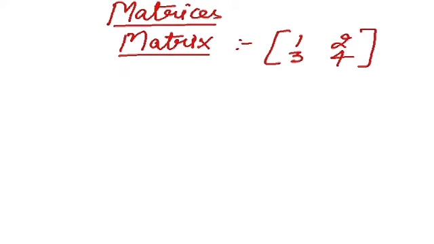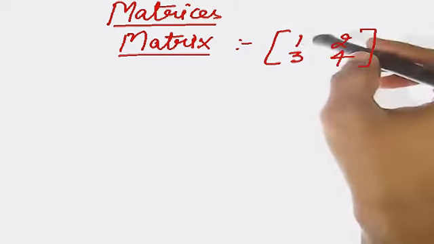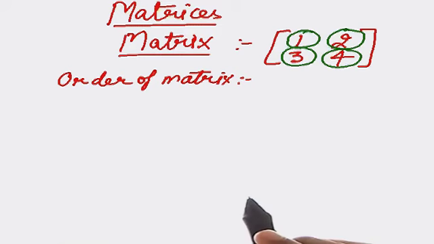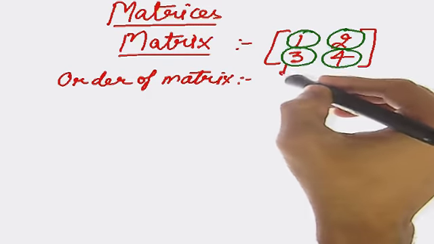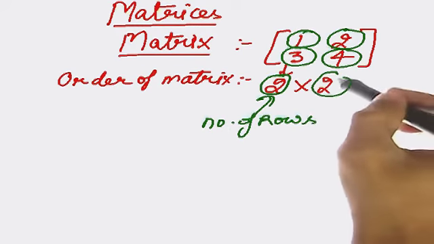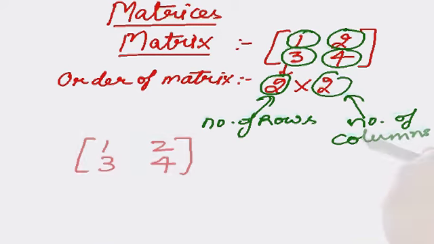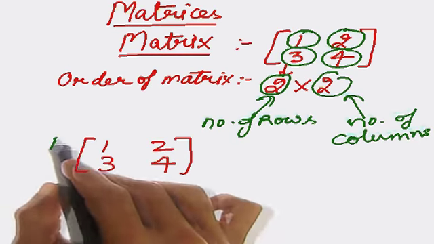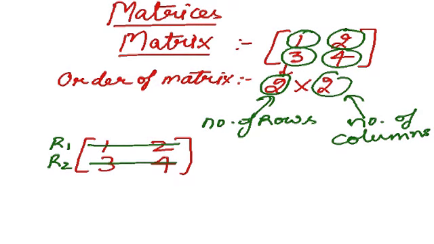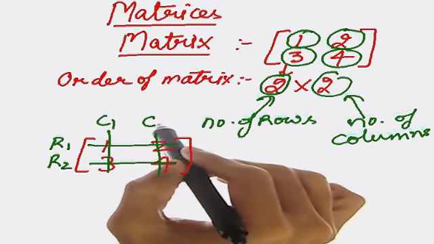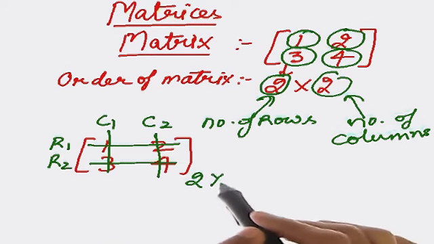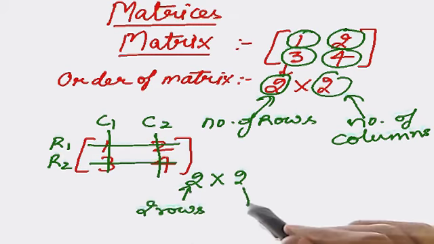Let's take some random numbers 1, 2, 3, 4. These 4 are the elements of the matrix. There's one more property of the matrix, which is its order. The order of this matrix is 2 by 2, where this 2 represents the number of rows and this 2 represents the number of columns. In this matrix, there are 2 rows, let's call them R1, R2. These horizontal ones are the rows of this matrix, and the vertical ones are the columns, let's call them C1 and C2. The order of this matrix is 2 by 2, as there are 2 rows and 2 columns.